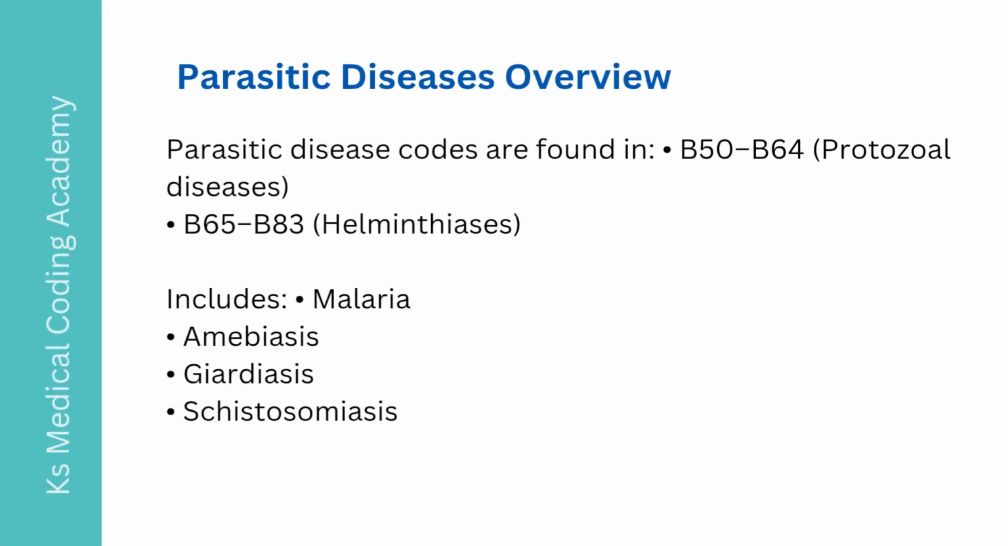Parasitic diseases overview. In this section, we will review parasitic diseases. Parasitic disease codes are found in categories B50 through B64 for protozoal diseases and B65 through B83 for helminth infections. These include conditions such as malaria, amoebiasis, giardiasis, and schistosomiasis.